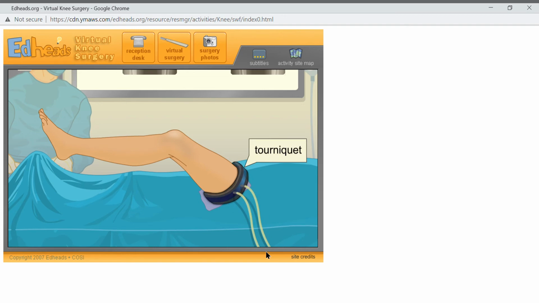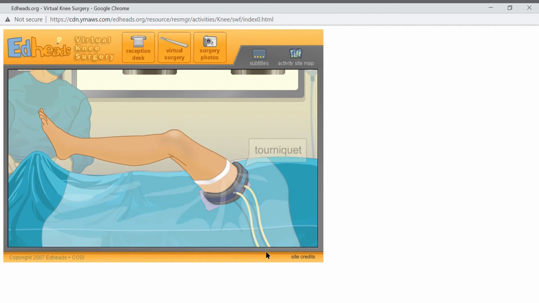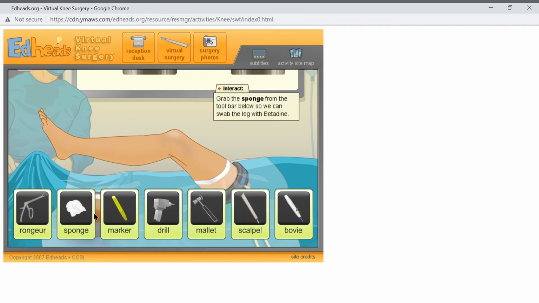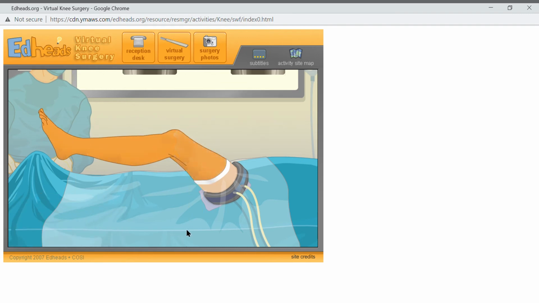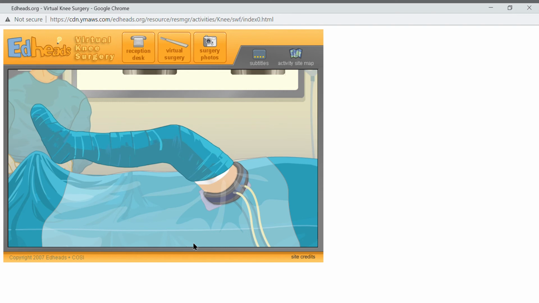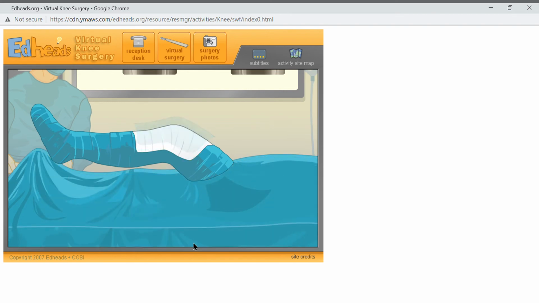A tourniquet is applied to cut off blood flow, which allows a clearer view of the surgical field during surgery. To kill the bacteria on the patient's leg, clean it in a betadine solution. This scrubbing process will limit the chance of bacterial infection. Betadine scrub is applied two more times, followed by the final arrangement of sterile drapes.